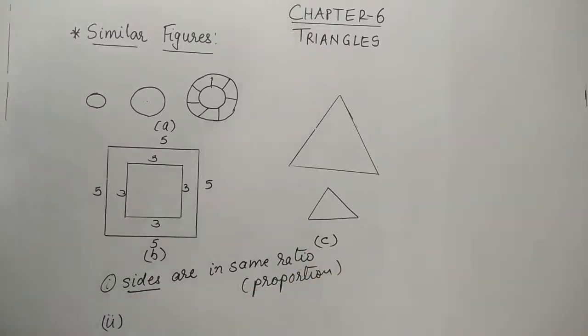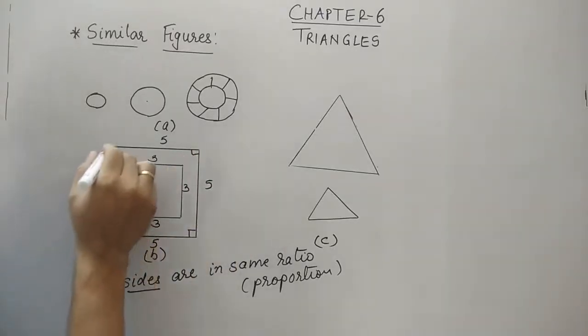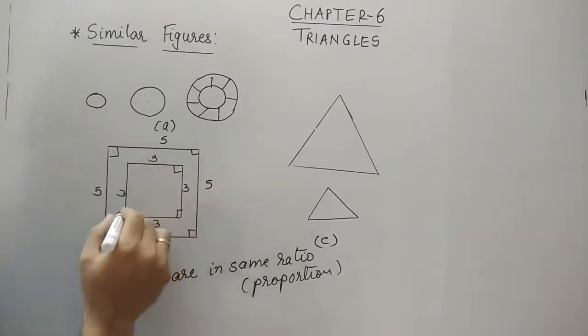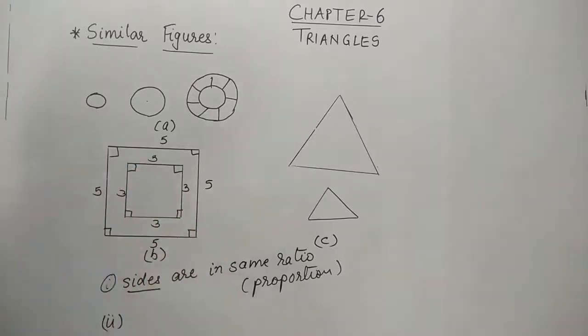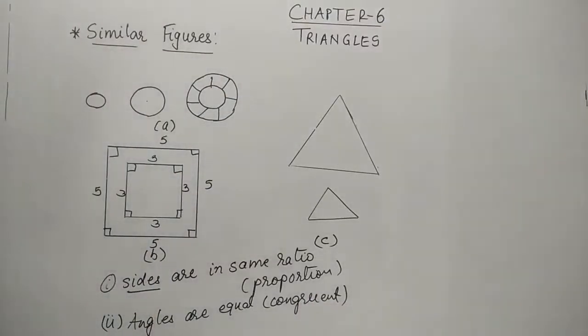There is one more condition we have to understand, about the angles. When we talk about polygons, we have to look at the angles also. Now look at all the angles of this larger square. All are right angles, and the smaller square, yes, they are also right angles. So the second condition is that angles are equal, or we can say congruent. That we cannot discuss here for the circle, as they do not have sides and angles.